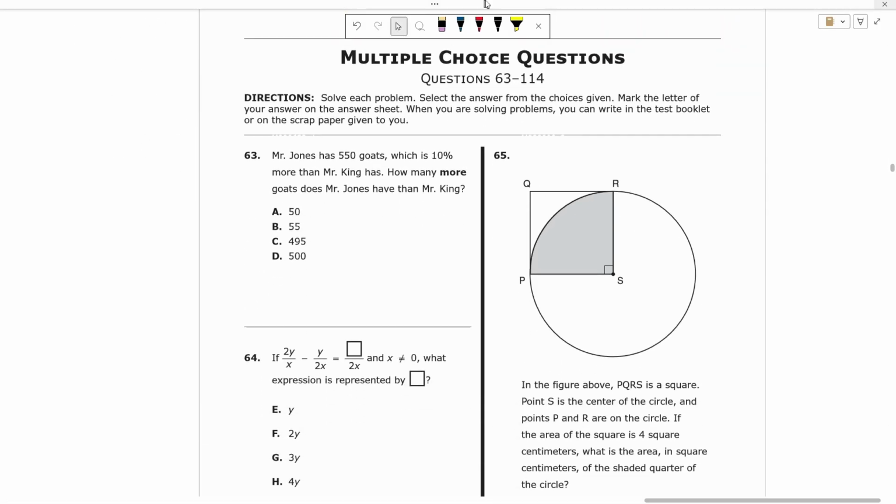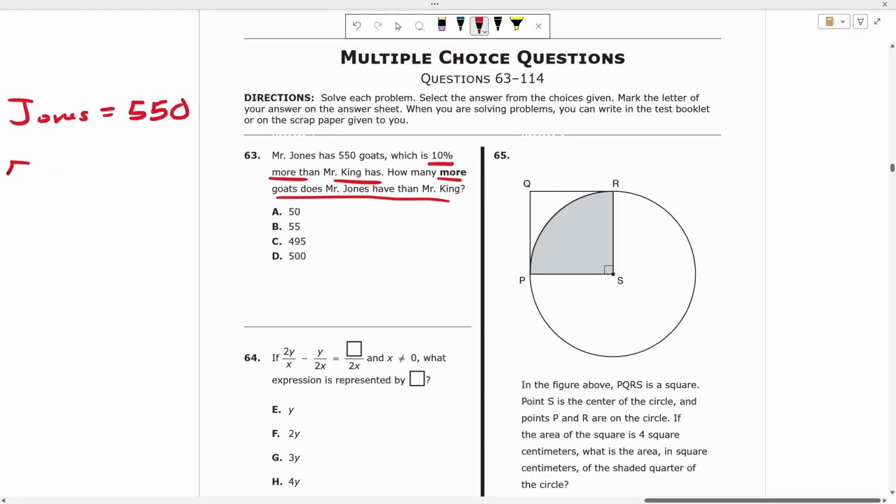Moving on to the multiple choice section, it said that Mr. Jones has 550 goats, which is 10% more than Mr. King has. How many more goats does Mr. Jones have than Mr. King? So Mr. Jones has 550 goats, and this is 10% more. So 550 is actually equal to 10% more than Mr. King has. So that's equal to King, or in this case K, times 10% plus K.